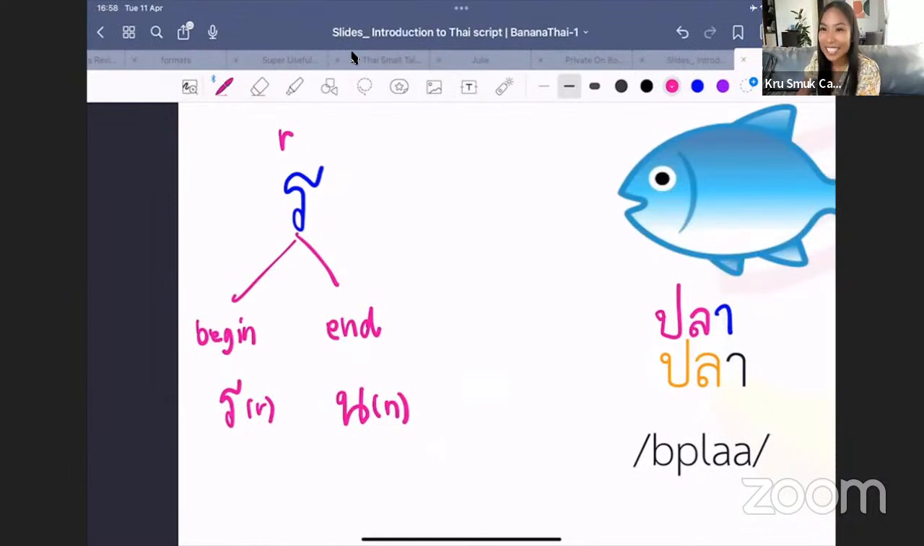Yes, it is crazy. But this is a topic that you also have to go through. The sounds of the beginning and ending sometimes are different. Let me give you an example. How do you read this word? รา. Right? But how do you read this word?